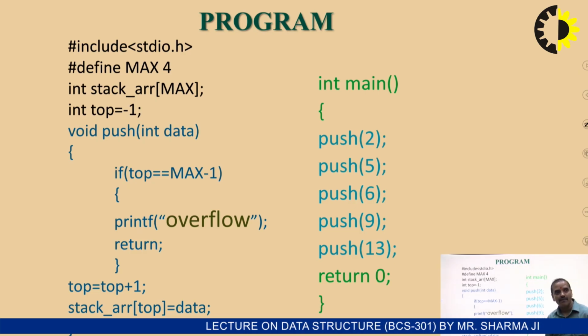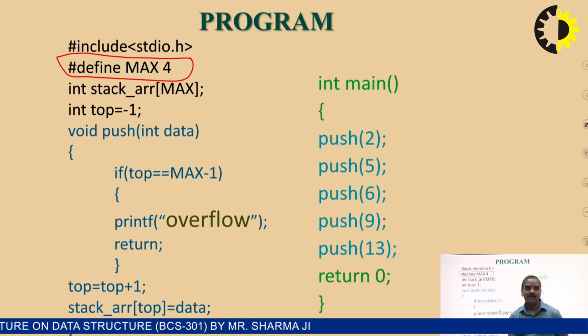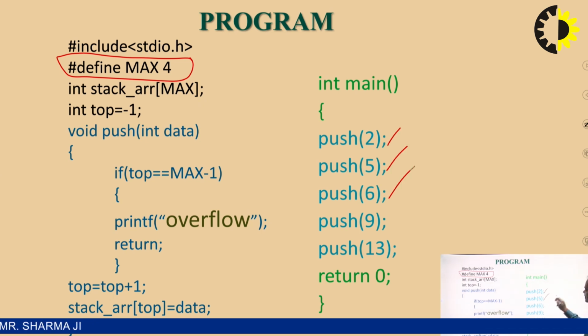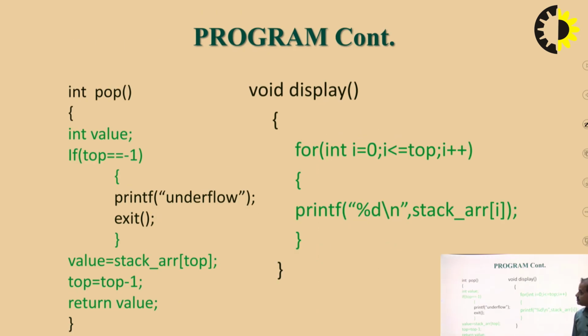This is the main program which is used to create the array inside the main memory. This has defined MAX 4. That means we set the size of the array as 4, and by using these conditions, we push 5, 6, 9, 13 and return 0. By using this code, we create a small array of size 4 in the main memory.